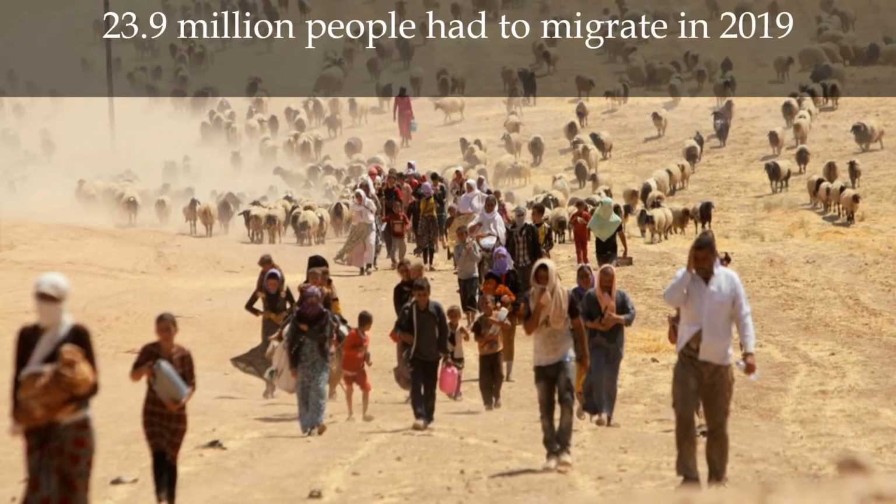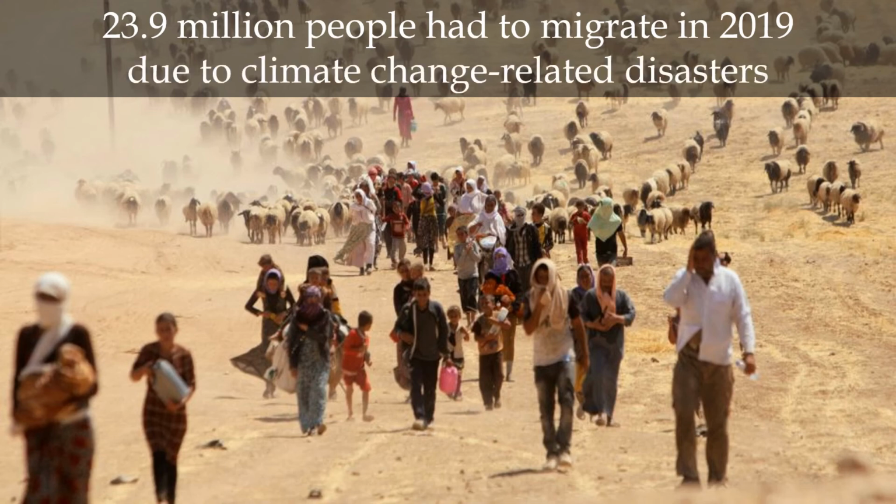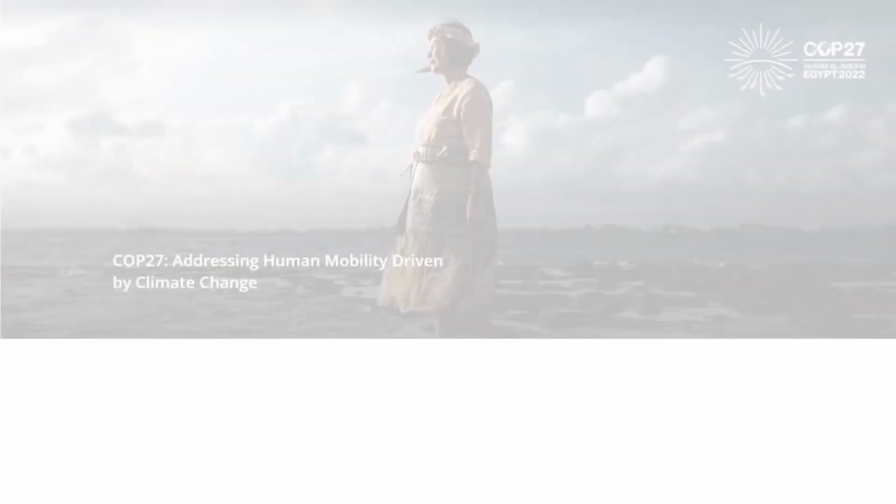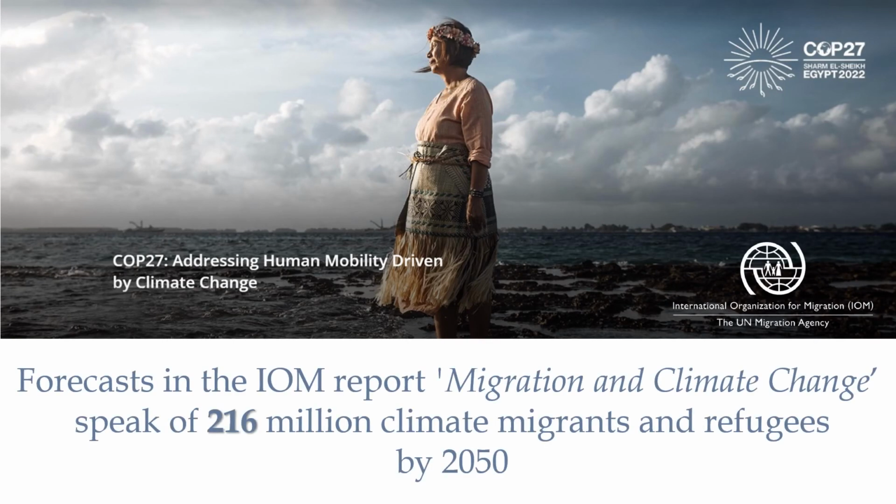23.9 million people had to migrate in 2019 due to climate change-related disasters. Forecasts in the International Organization for Migration report, Migration and Climate Change, speak of 216 million climate migrants and refugees by 2050.